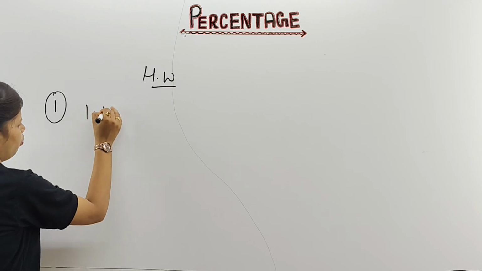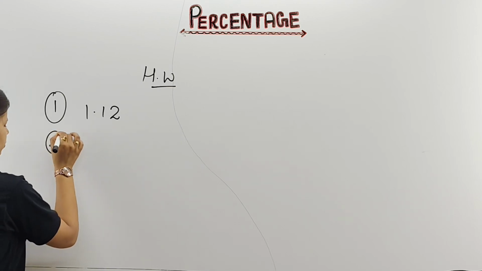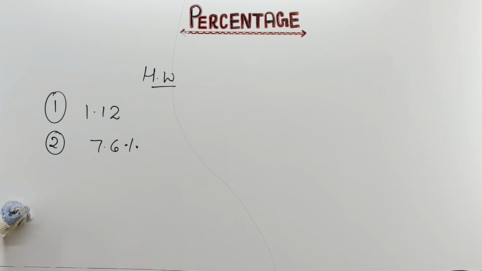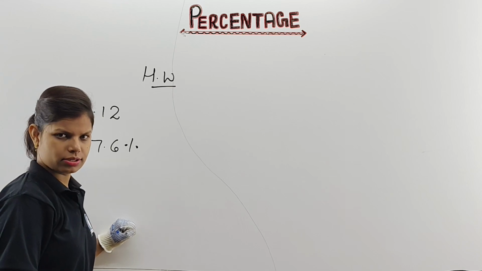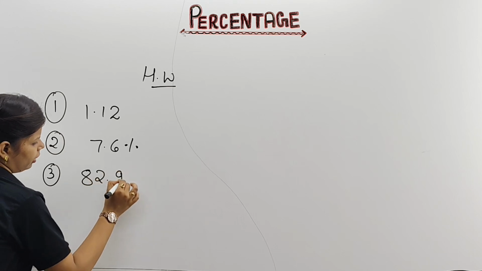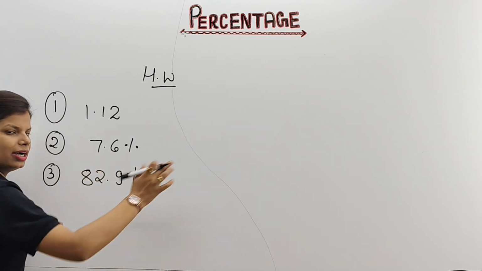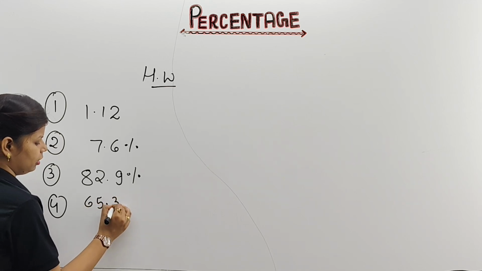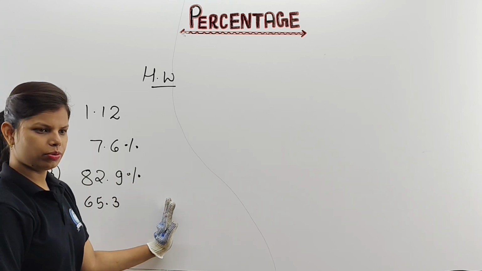Like your first homework from this one is first 1.12, second 7.6%. Clear? If 1.12 is given, that means your decimal form is given. You have to convert into your percentage form. Understood, no? Third of yours is given 82.9%. This is your percent form. You have to convert into decimal form. Fourth of yours is given 65.3. Afterwards, nothing is given, means decimal form is given. You have to convert into the percentage form.